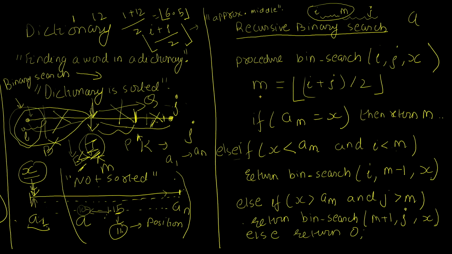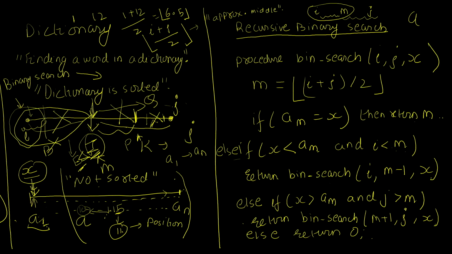But yeah, the core idea is find the middle element. See if the middle element is your item. If it is not, detect if you need to look into the left. If so, look into the left. Otherwise, detect if you need to look into the right. If so, look into the right. And if all of that doesn't apply, say that your element is not found.